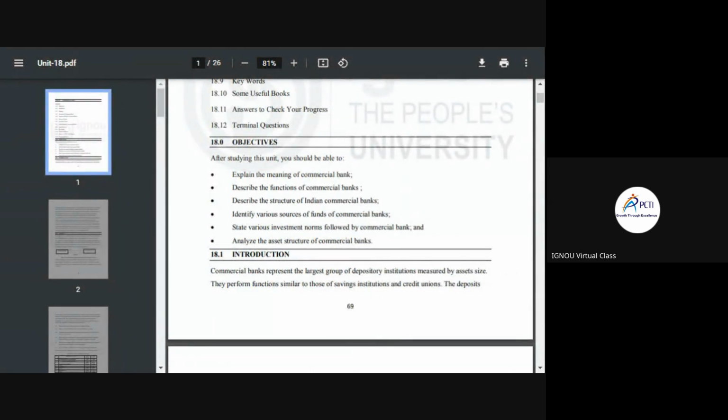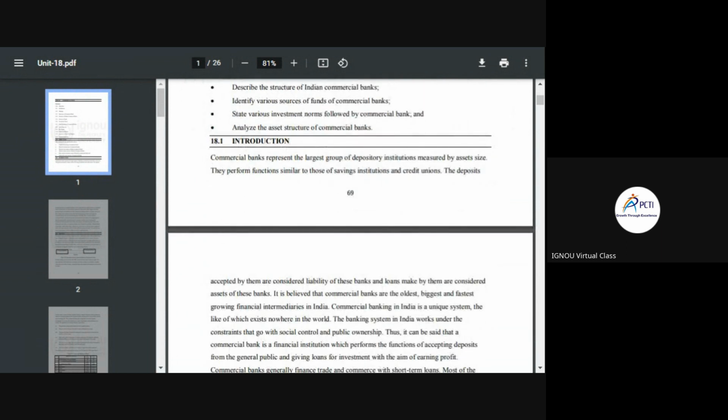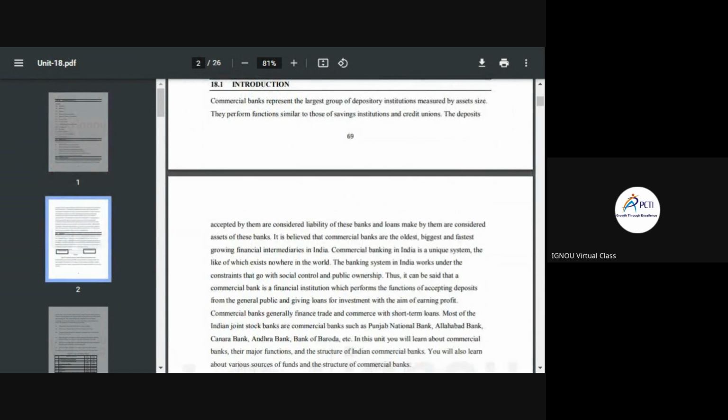Then we need to describe the structure of Indian commercial banks, identify various sources of funds of commercial banks, know the various investment norms followed by commercial banks, and analyze the asset structure of commercial banks. So in the introduction, commercial banks represent the largest group of depository institutions measured by asset size, and they perform functions similar to those of savings institutions and credit unions.